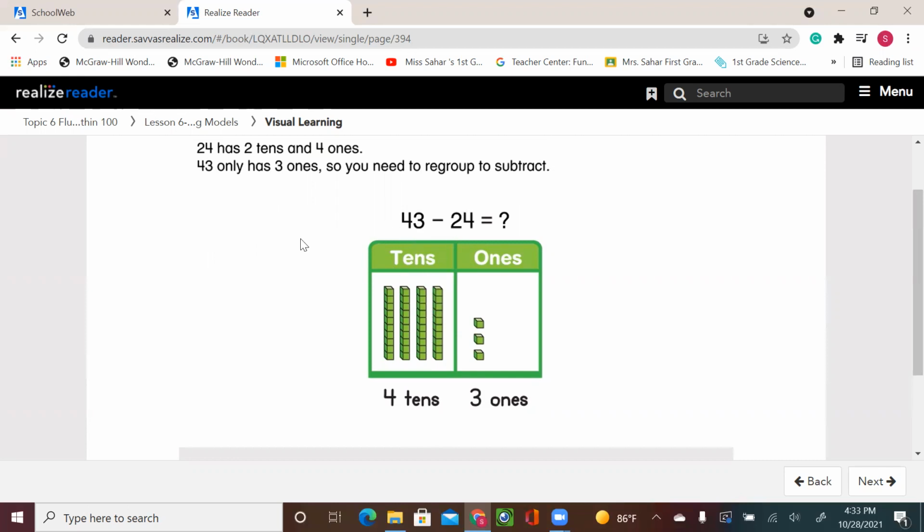So as you see, 43 minus 24. 43 means 4 tens and 3 ones. If I look at my ones here, there are 3, and the ones here, 4. So I cannot take away 4 from 3. And that's when we regroup. That means I'm going to break one of the 10s, move it to the ones, and break it into 10 single cubes.